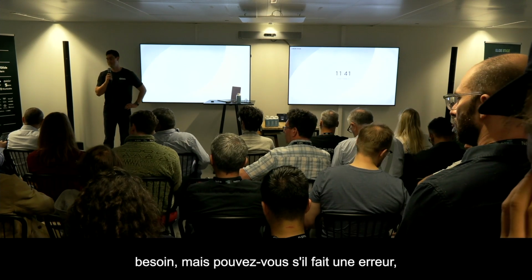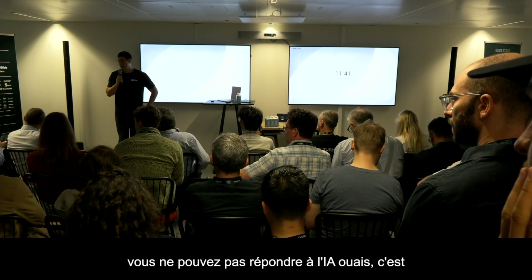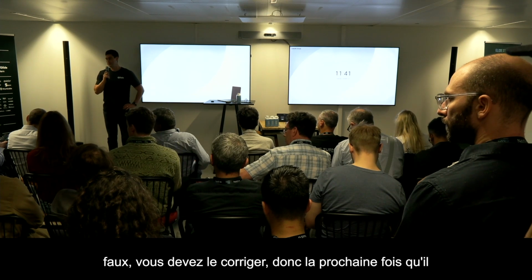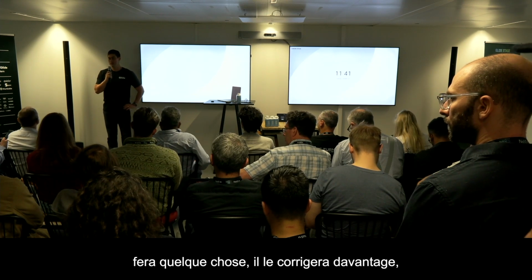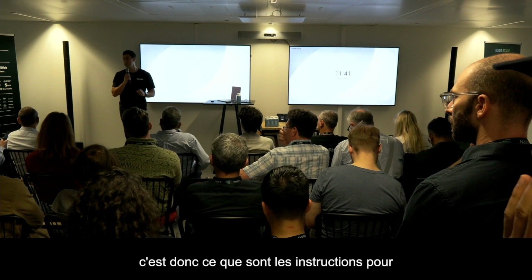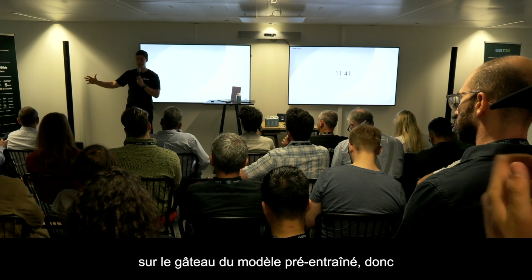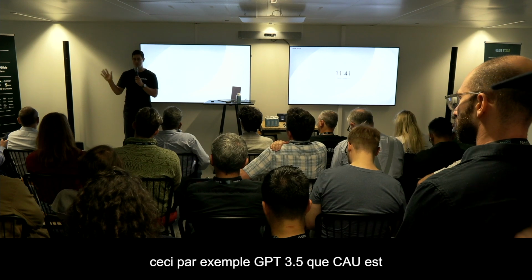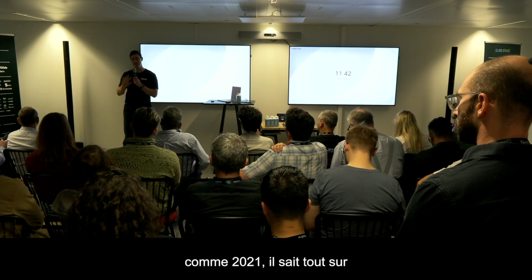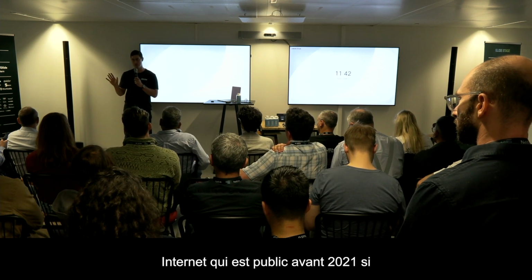But if it makes a mistake, you can't tell the AI back, yeah, that's wrong, you need to correct, so next time it does something that is more correct. So that's what the instructions are for. The instructions are kind of the icing on the cake of the pre-trained model. So this, for example, GPT 3.5, the cutoff is like 2021. It knows everything on the internet that's public before 2021.